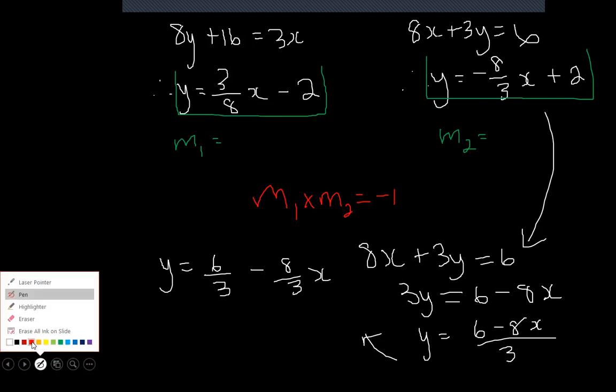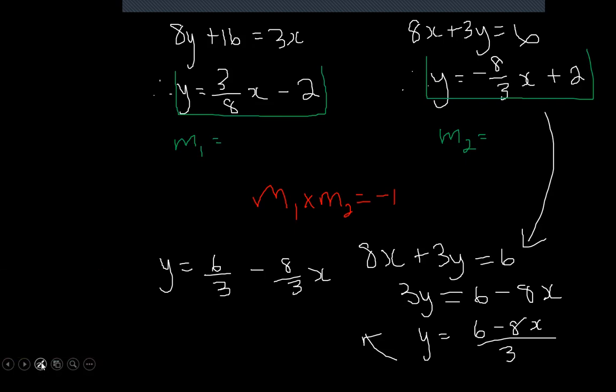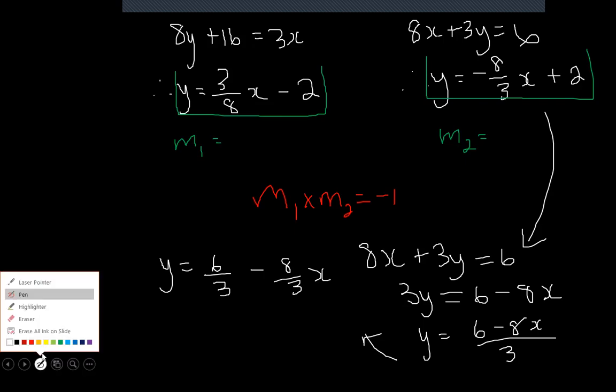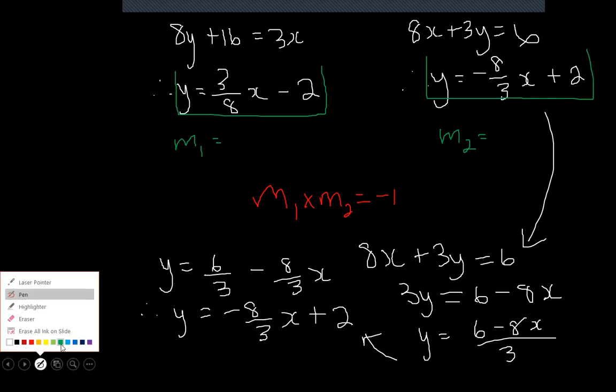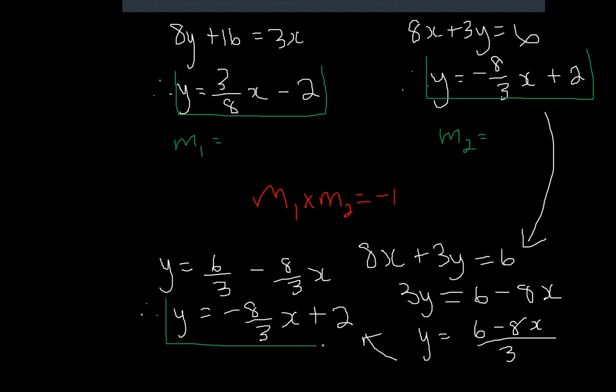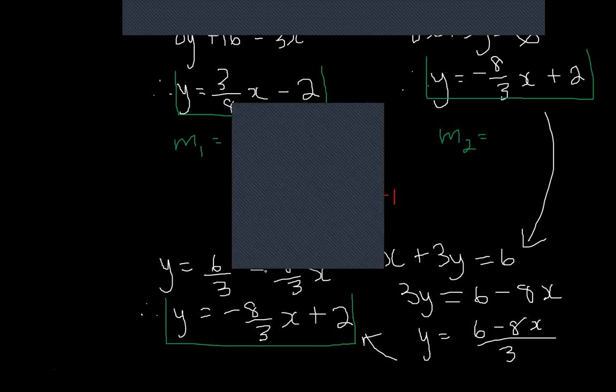Remember, we want it in the form y is equal to mx plus c, not c plus mx. Therefore, we could rearrange this to get minus 8 on 3x. 6 divided by 3 is 2. So that's why we have plus 2. Understand now? Yes, miss. Okay.